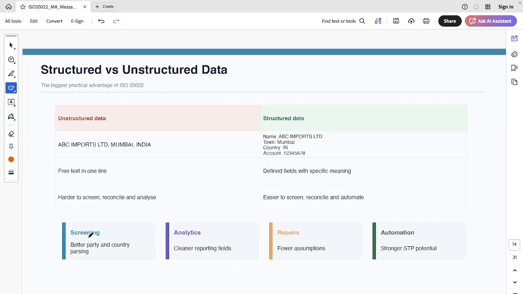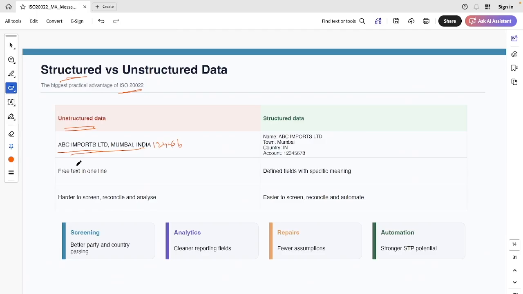Let us discuss one of the biggest practical advantages of using ISO 20022 format, that is structured data. ISO 20022 is not valuable only because it uses a modern format. The real value comes from the structured format of the data. In unstructured data, information may be written in one free text line, such as here you can see ABC Imports Limited, Mumbai, India. Then it may also have some pin code 123456.